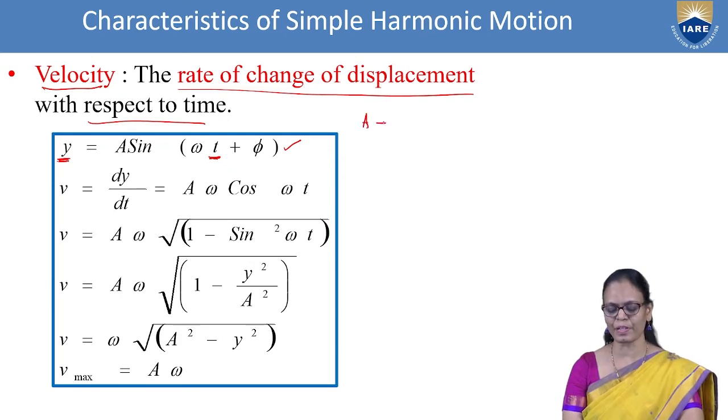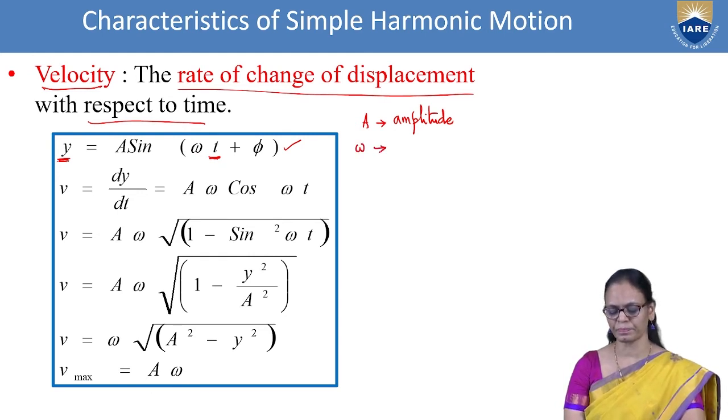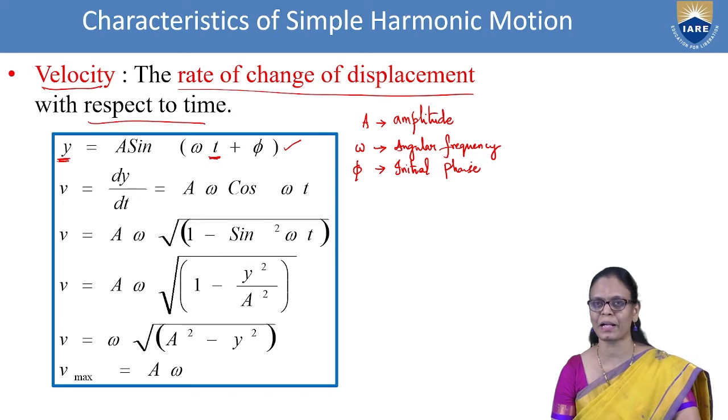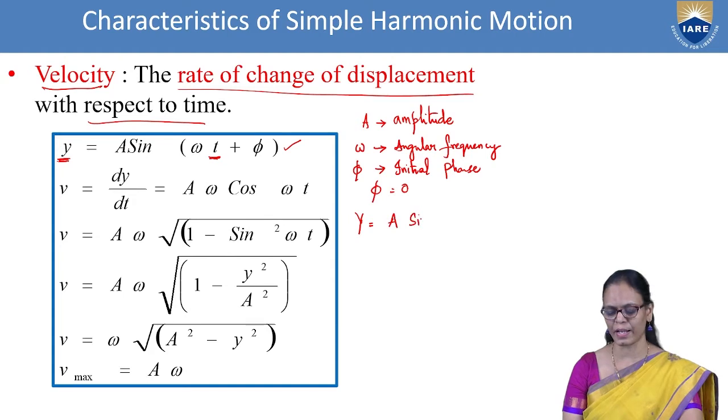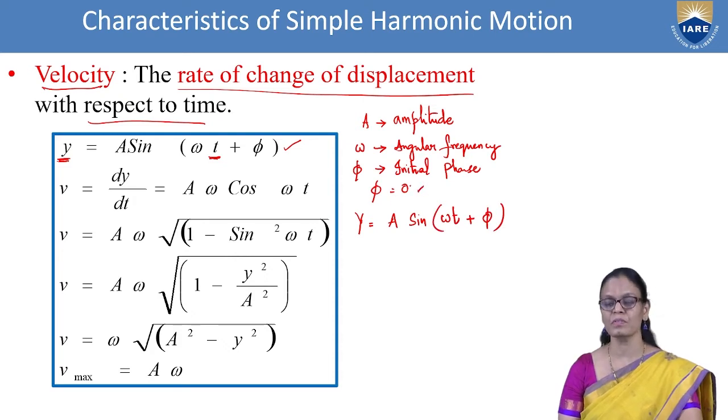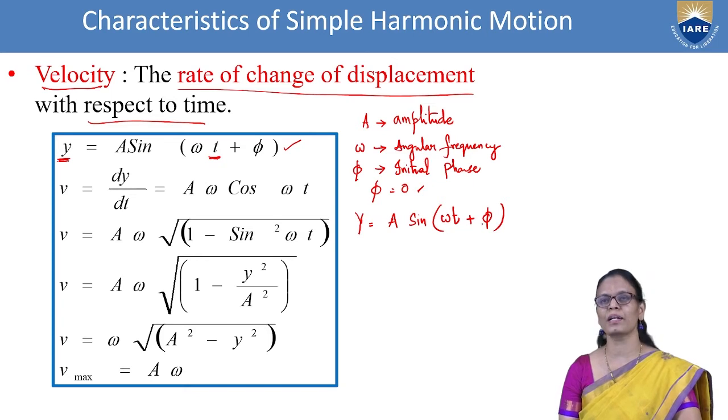A here represents the amplitude. We have already discussed amplitude is the maximum displacement from its mean position, and omega is the angular frequency. Omega is angular frequency and phi is the initial phase. Phase always talks about the state of vibration of the particle. So suppose the particle is starting from the mean position, we may consider phi to be equal to 0 and simply write the expression as y = a sin ωt, in case the initial phase is equal to 0.